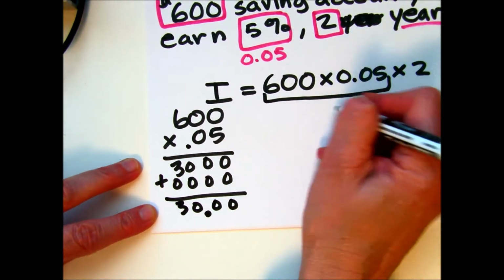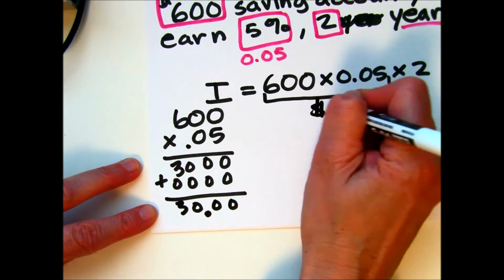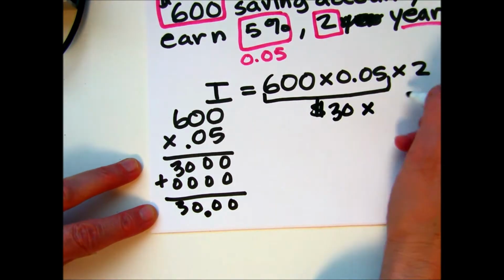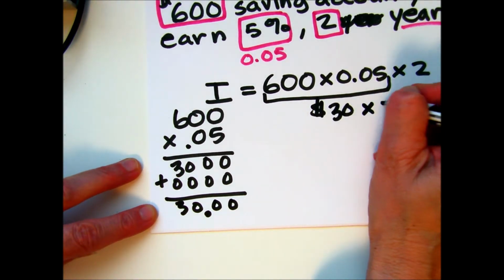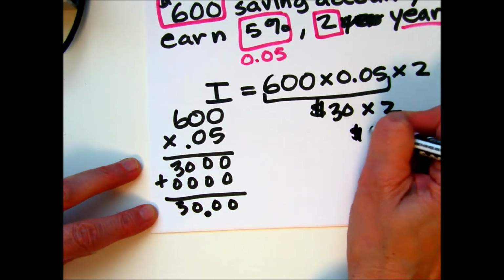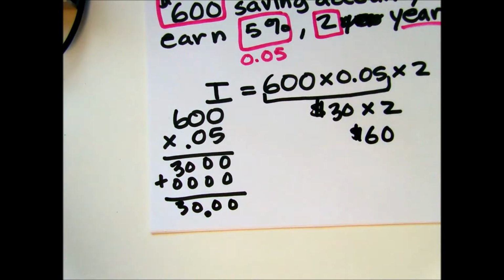And so I've got $30 of interest for 1 year, but because I'm keeping it in the bank for 2 years, I'm going to earn a total of $60 interest.